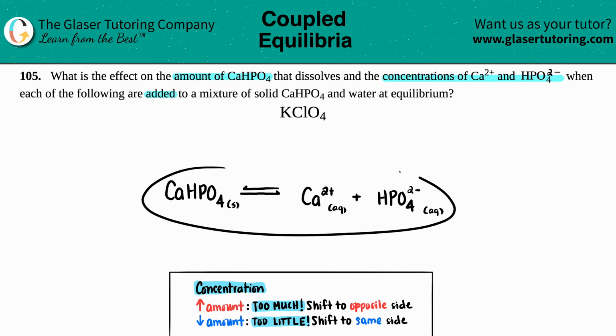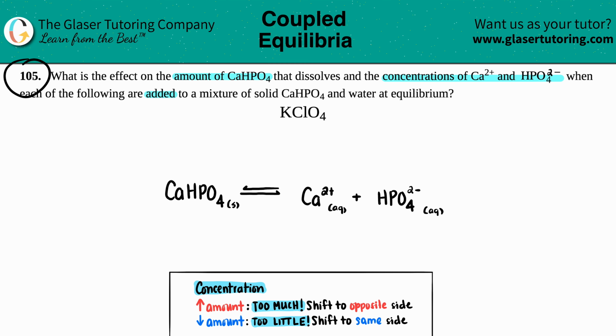Now, if you want to find out where this equation came from, just go to 105A. That's where I write the equation out and I explain what's going on. But for this one, we're just going to go right into the question. What's going to happen when you add KClO4?